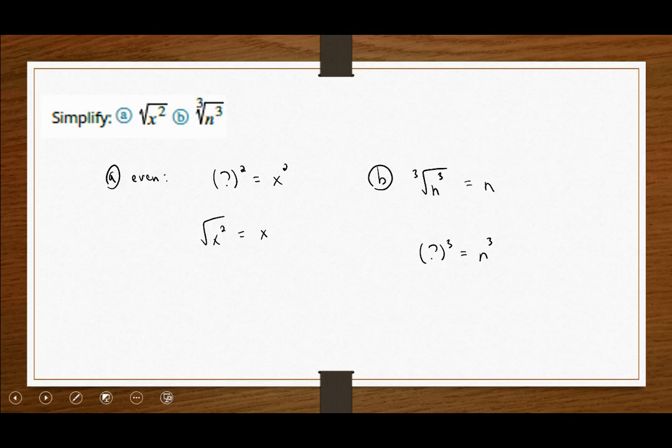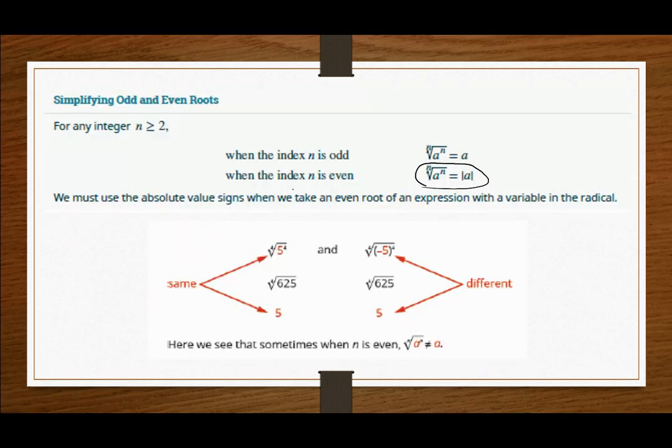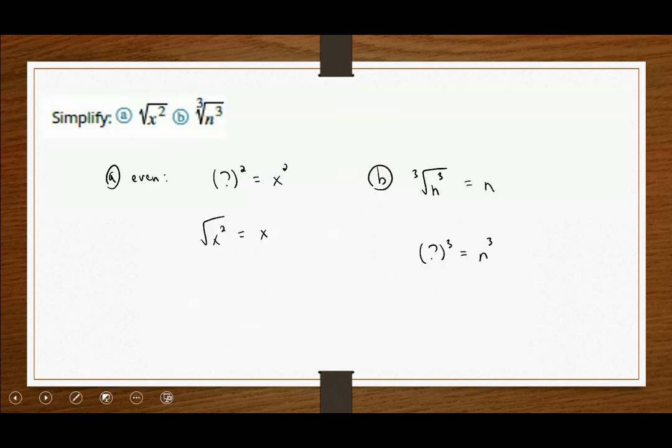So again, looking back here, we have to be cautious. When the index is even, we might have to signify that we're talking about a positive version of our base using these absolute value bars. And so technically speaking, we should say this is the absolute value of x. So on pencil and paper, this is not as critical of an idea. However, in WebAssign, you may find that you need to use the absolute values for solutions.